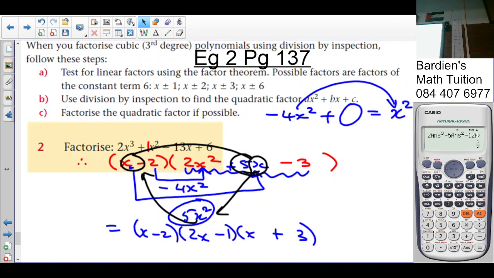Which page is this on? 137. For homework, I want you guys to do exercise 4. In number 1 it is the odd numbers, and number 2 is the odd numbers. Okay.